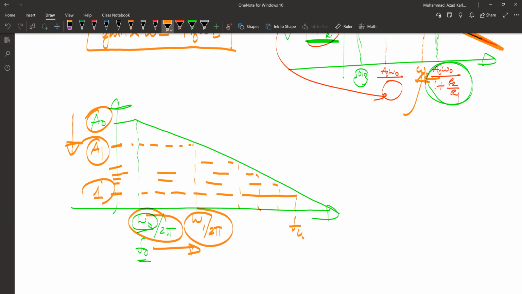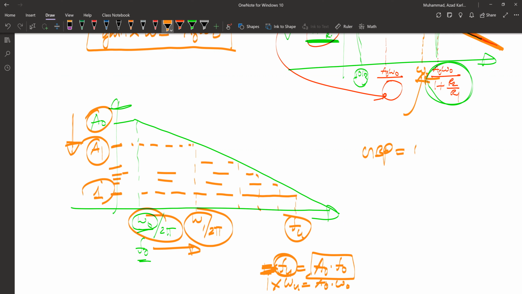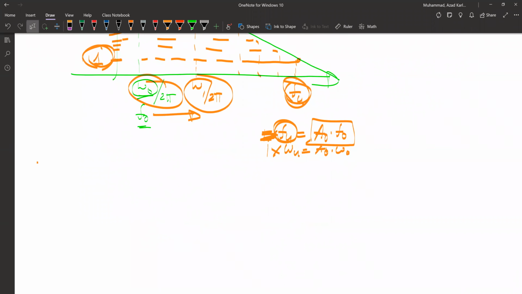So the product of these two should also be equal to A0 omega naught, right? So 1 times FU equals A0 F0, or 1 times omega U equals A0 omega, whichever you want to use, correct? And because it's just 1, the unity gain frequency itself, I can call it the gain bandwidth product, right? That's why gain bandwidth product is otherwise also called unity gain frequency, only because 1 times the frequency equals A0 omega. Okay, so that is with the non-inverting configuration.